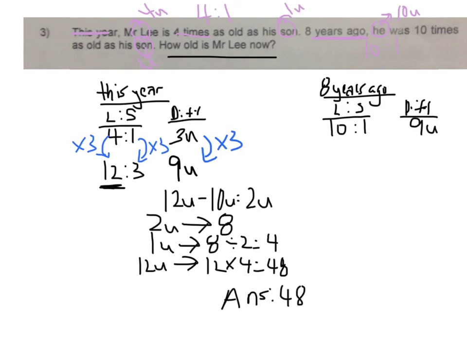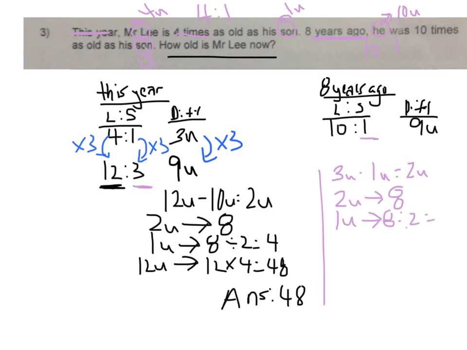Well, I can use the son to check. If I'm going to use the son, 3U and 1U, so this here 3U minus 1U is equal to 2U. And this 2U represents 8 years. 1U will be equal to 8 divided by 2. That will give me 4. And same, I will need to find Mr. Lee. Mr. Lee is 12U. So 12 times 4, I will get 48. So voila, my answer is definitely correct. Thank you.